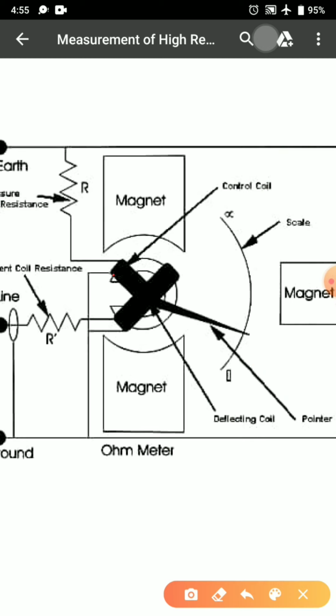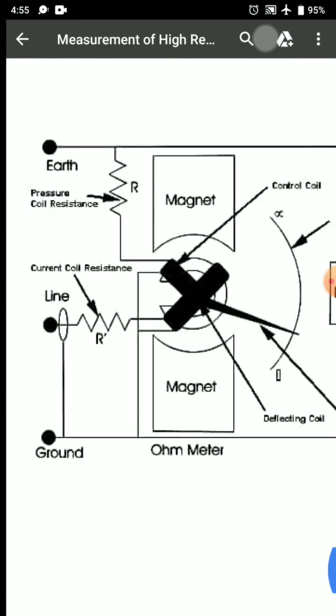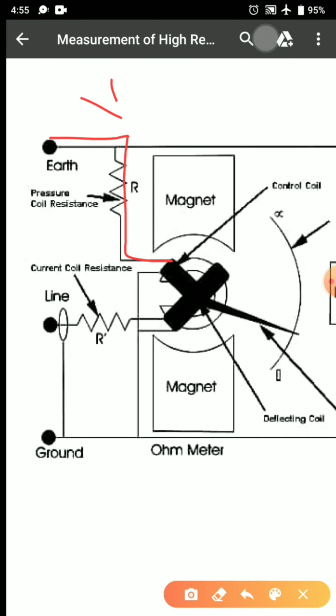Now talking about the current coil, this C-shaped ring that is kept below the voltage coil is my current coil. Now about the connections: this is the first voltage coil V1. The voltage connection is done in parallel. The second voltage coil is also connected in parallel.